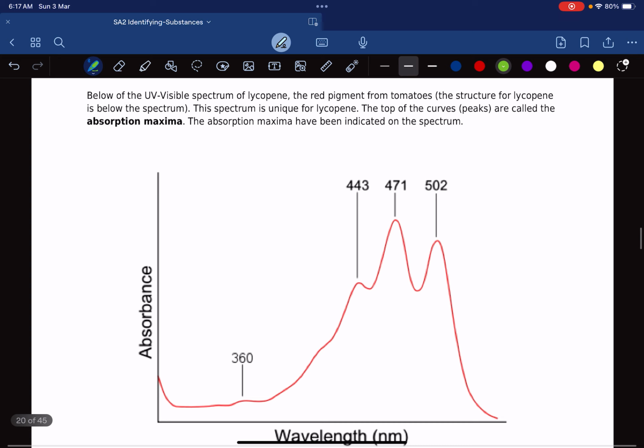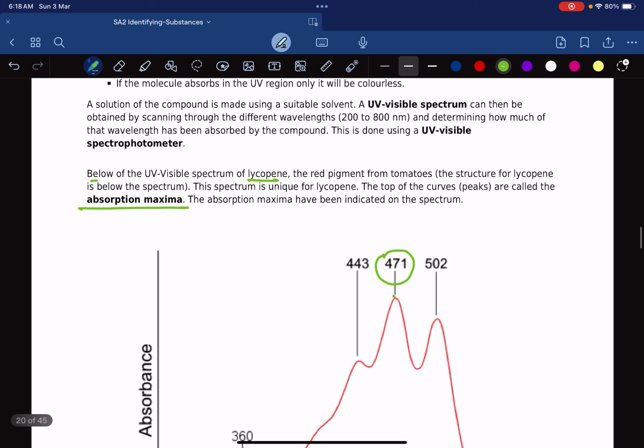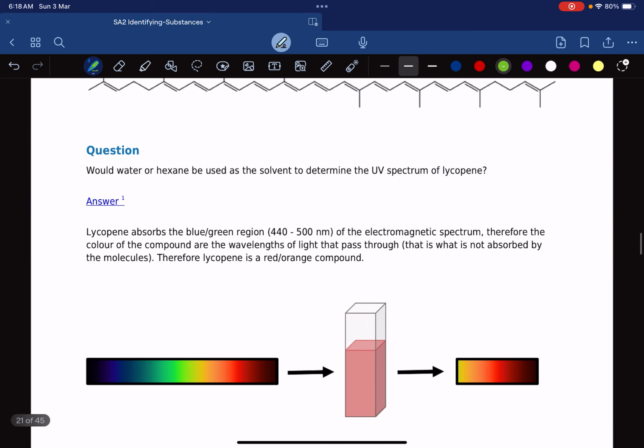All right, so it says absorption maxima, which means that for this, whatever sample this is, this picture here, 471 seems to be the maximum absorption. So if I want to analyze this, it talks about lycopenes, right? If I want to analyze lycopenes, the best wavelength for me to use would be 471. Okay, so that's how I can analyze lycopene.